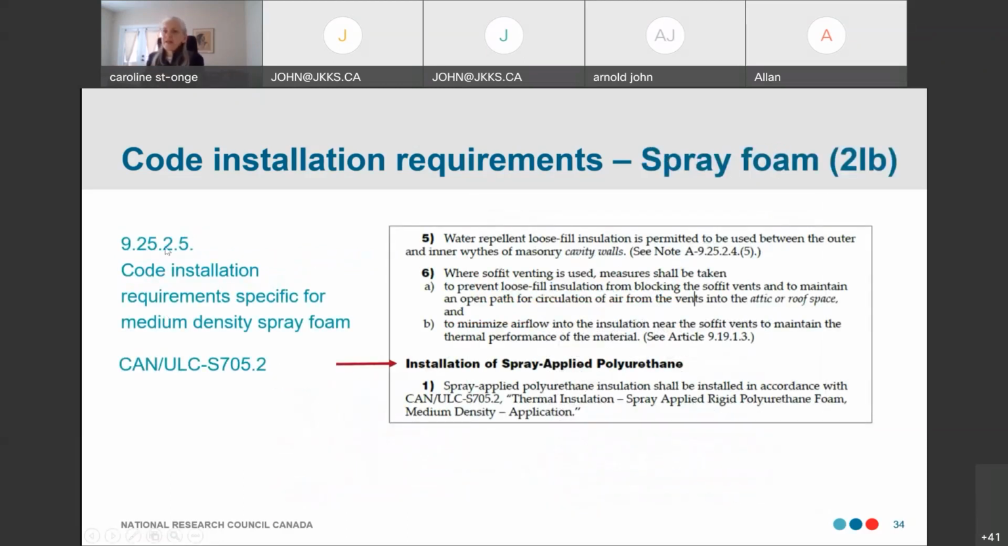The following article of the code refers to the installation of spray foam, but we went through this one. It specified that spray foam must be installed per S705.2.